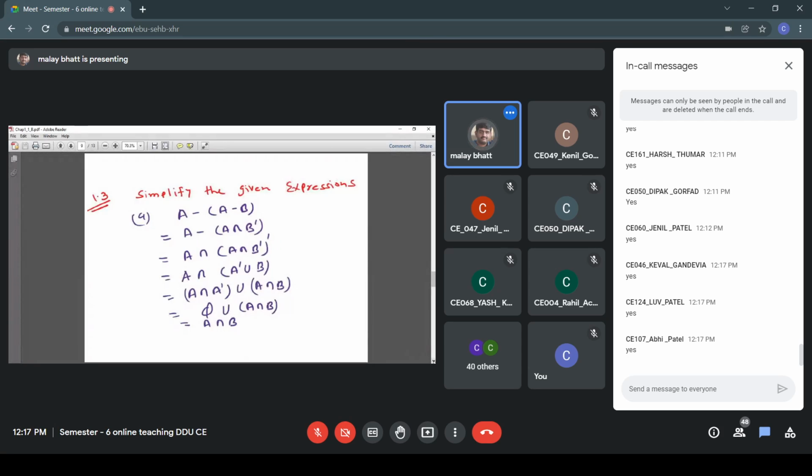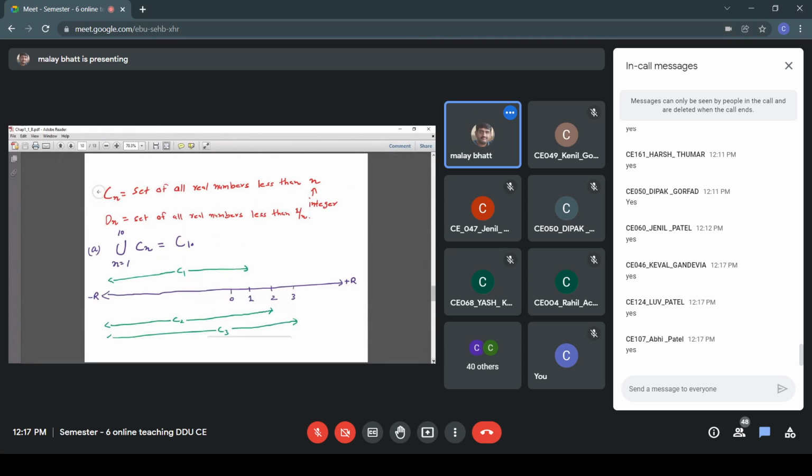We are taking a different variety of exercises. Okay, so now again we have a new kind of exercise here with us. Here Cn is defined as the set of all real numbers less than n, where n is an integer. We'll define n from the integer set. So Cn is the set of all real numbers less than n.